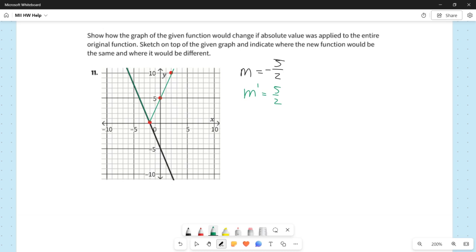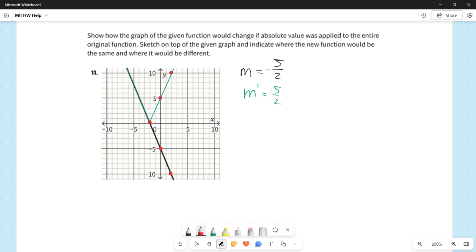And so the green line here represents the graph of this function if we apply absolute value to the entire thing. And also notice that another way that we could have done this is simply take all of our points on the bottom part of the original graph and just flip the number. So here you could see that was negative 5. Well, notice that it became positive 5. And notice that down here we had a negative 10. Well, that became a positive 10. So we also could have just done it that way, and that would have worked.